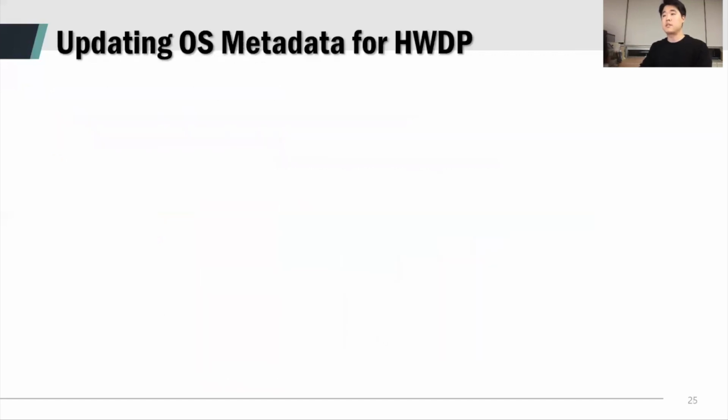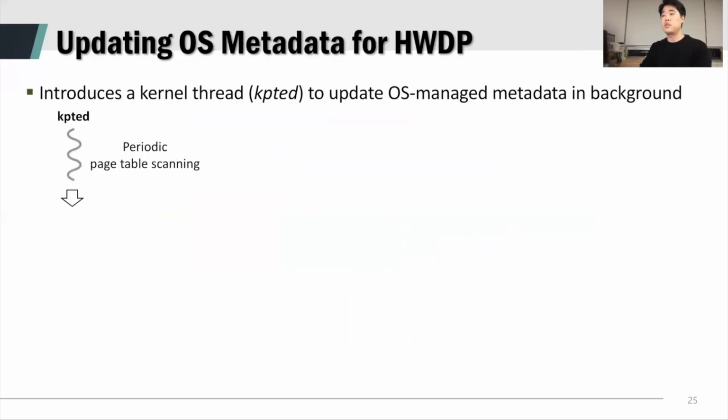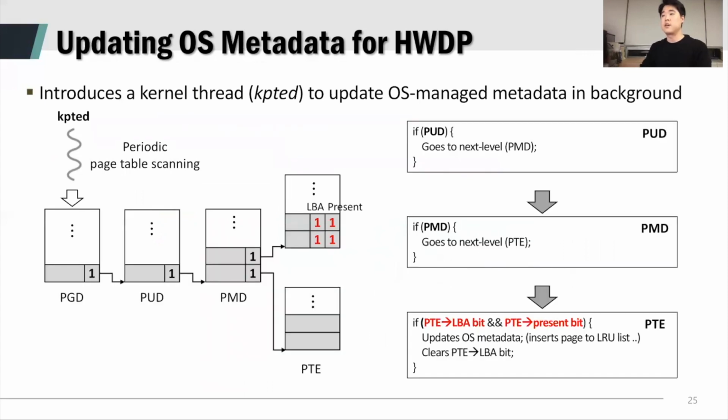Whenever a page miss is handled by the SMU, its associated metadata should be updated, like inserting a new page into the LRU list. Our approach is to introduce a kernel thread called KPTED that runs in the background, scans page tables, and updates metadata when it finds PTEs whose page miss is handled but metadata is not synchronized. Since the SMU does not clear the LBA bit after page mishandling, KPTED can easily recognize them using the LBA and present bits.